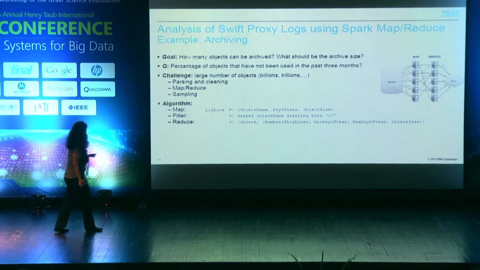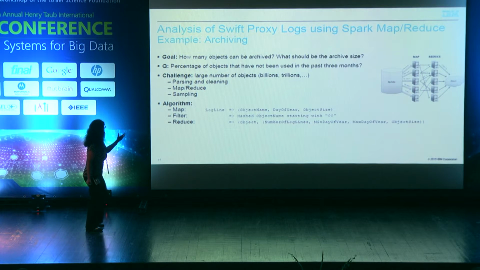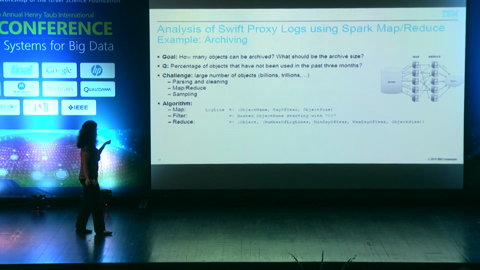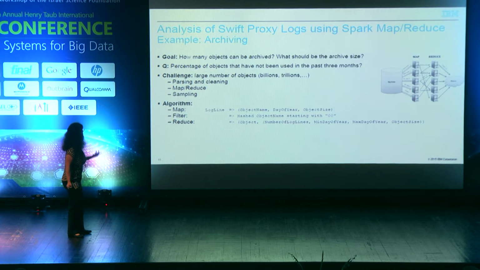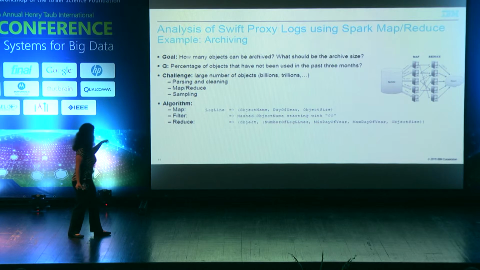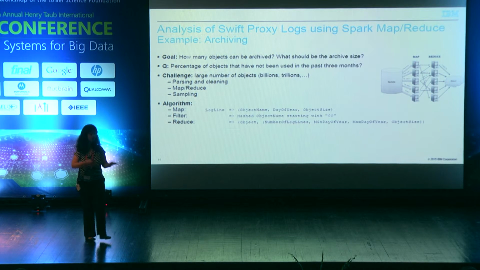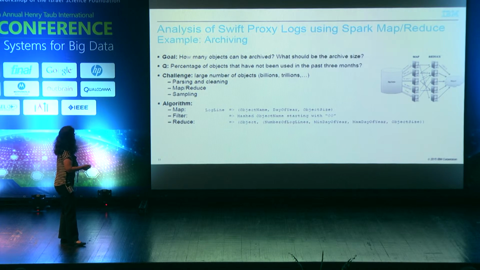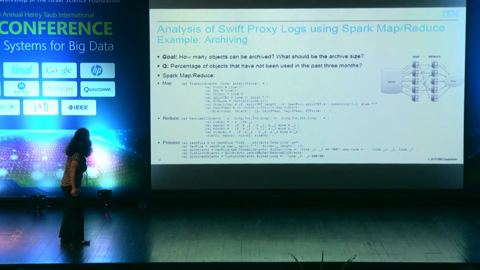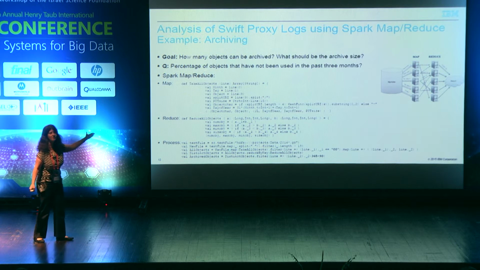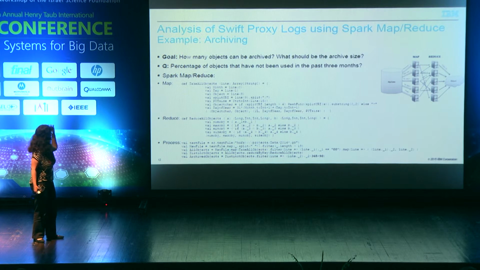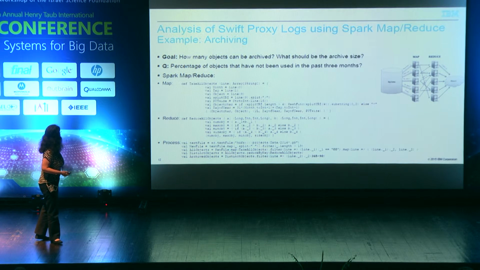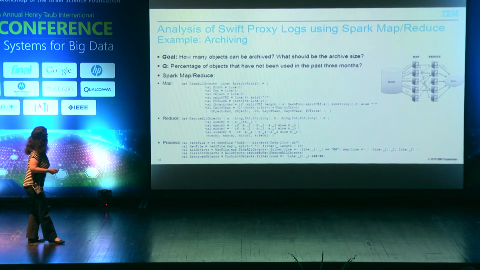So the algorithm: we take the log line, and from the log line we take the data we need. This is the object name, the days that it was used, and the size of the object, and do some filtering to do the sampling, and do a reduce step that gives us the desired information. This is the code I wrote in Spark. See how simple it is, about 15 lines of code in Spark that answers the question above.